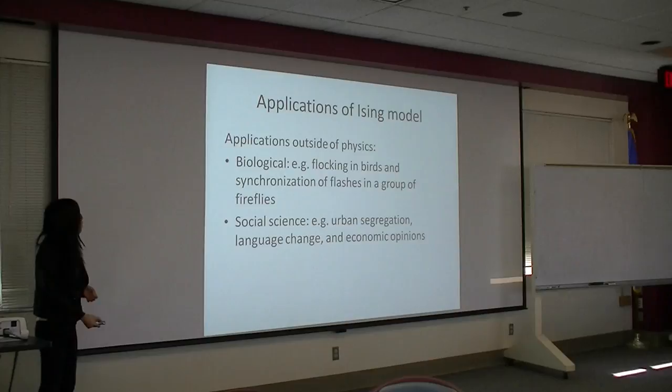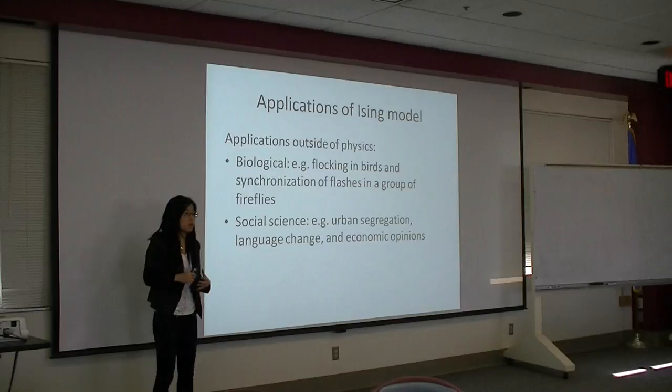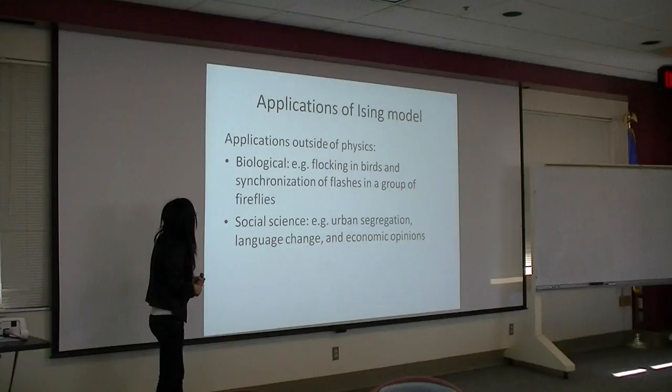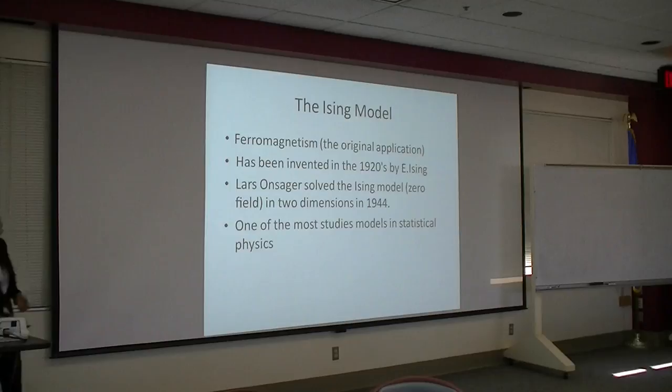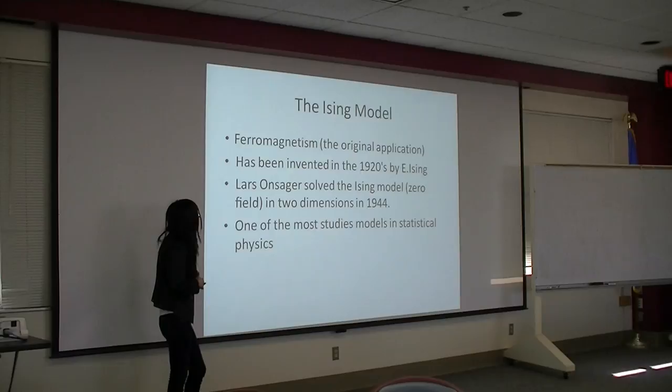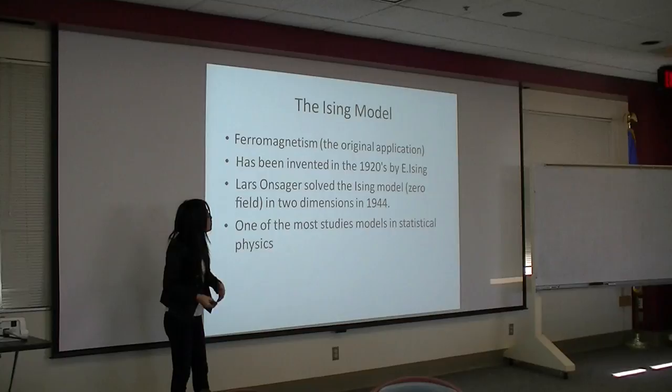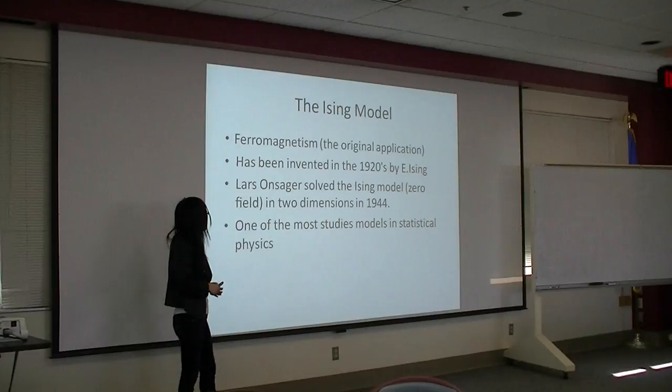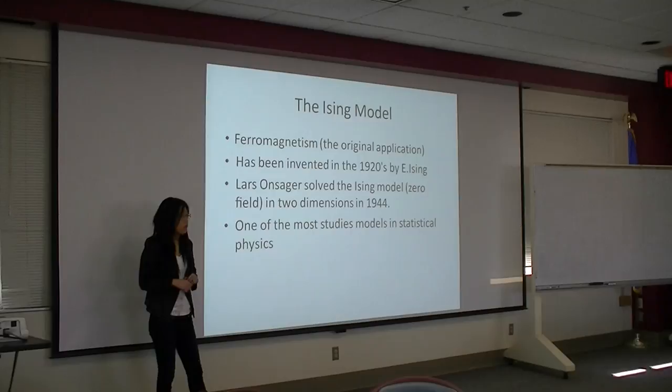The Ising model is a simplified model to study these kinds of systems. The Ising model was originally created to study ferromagnetic phenomena, and it was invented by Ising, so it's named the Ising model. The one-dimensional Ising model can be solved analytically, and Onsager solved the two-dimensional Ising model with a zero external field.